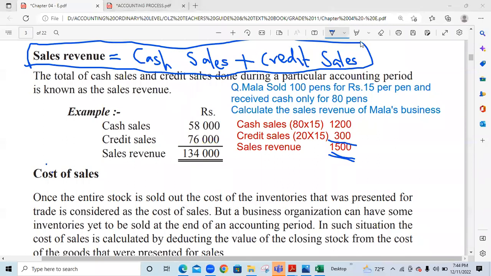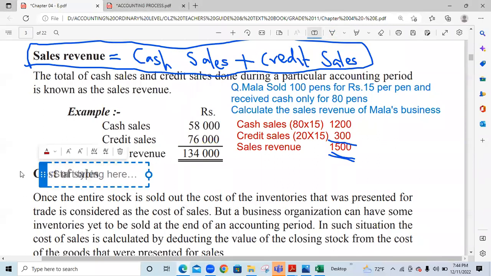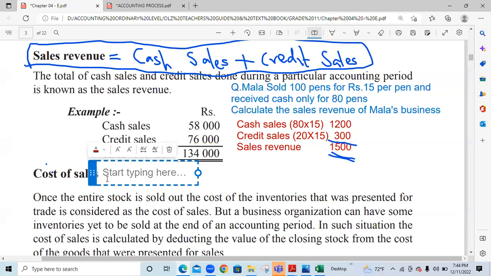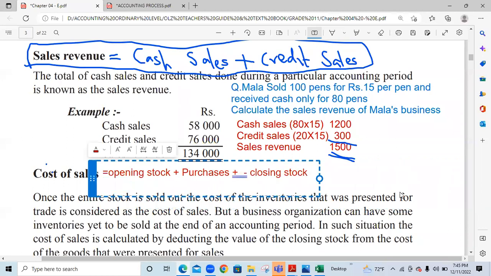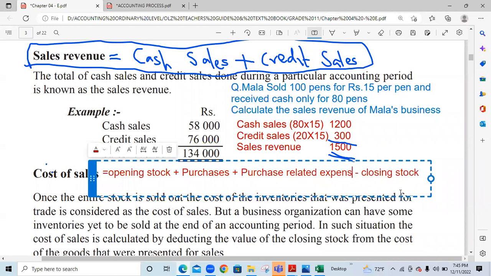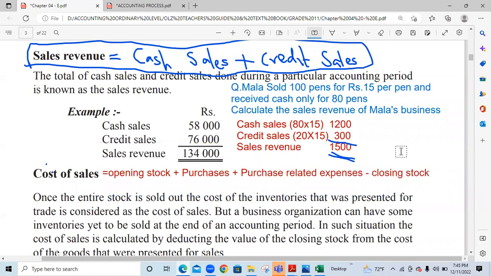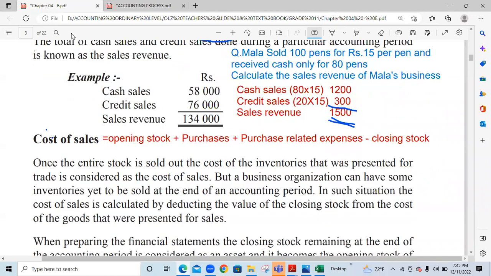Wait, I will copy paste. So I'm giving you all the equations just to make you all feel easier. So opening stock plus purchase related expenses. Write this down. Minus closing stock. This is the cost of sales equation. Write it down and tell me once you're done.